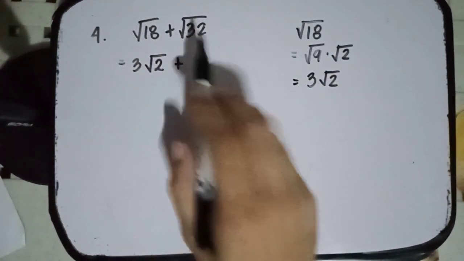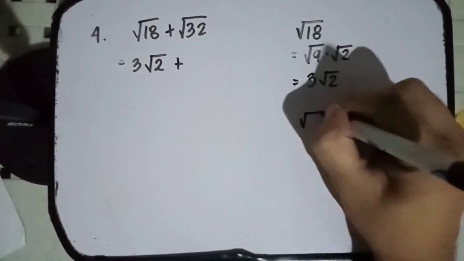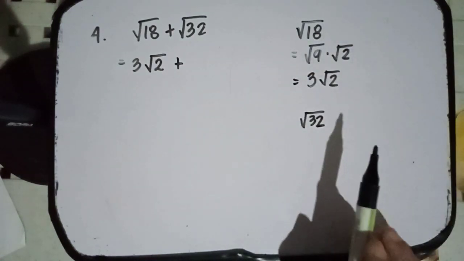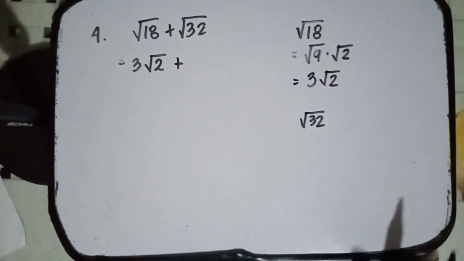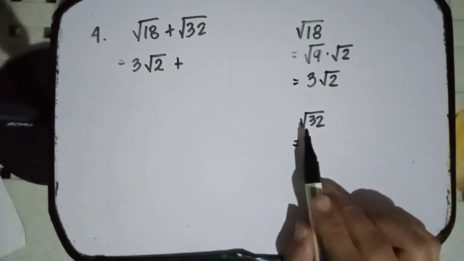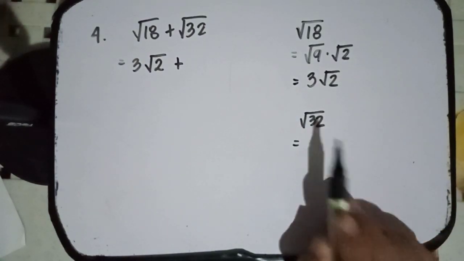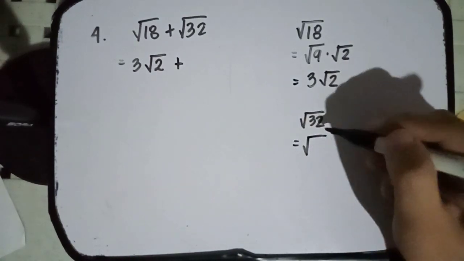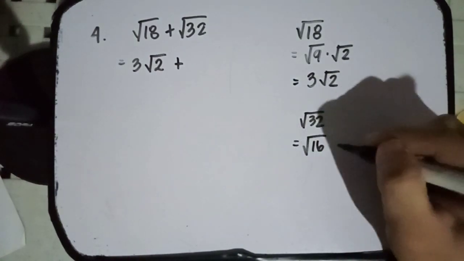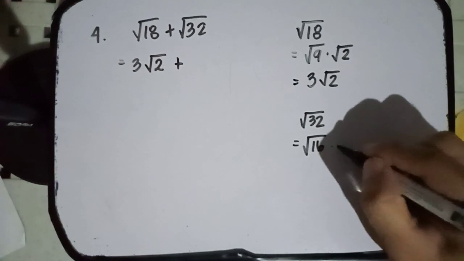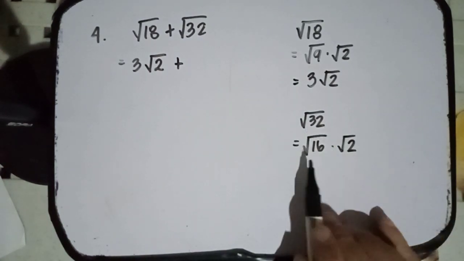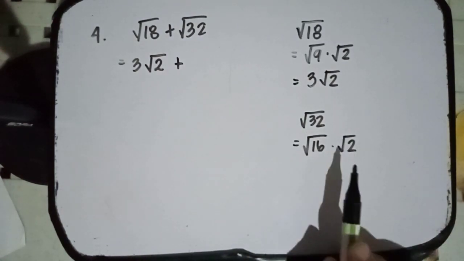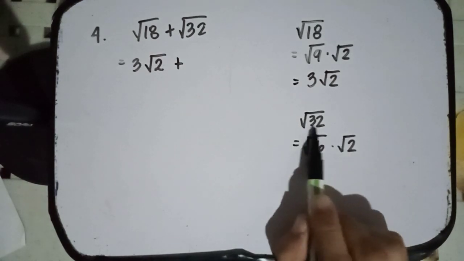Plus, how about square root of 32? Okay, square root of 32 naman. Again, we're going to do the same process. So, kunin natin yung factors ng square root of 32 na isa sa kanila ay perfect square. So, we have square root of 16, di ba? And then square root of 2. So, square root of 16 times square root of 2. Kasi 16 times 2 equals 32.